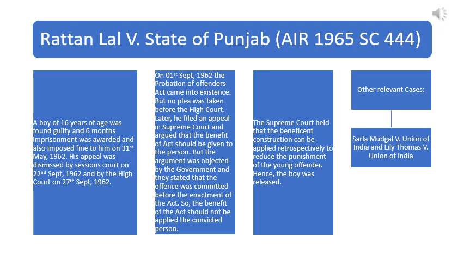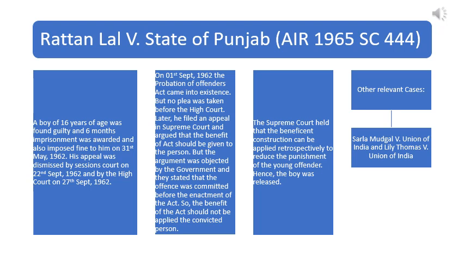But this was objected to by the government, stating that it's not possible to implement the criminal law retrospectively, and therefore the plea of the boy should be rejected. This was the argument raised by the state government. After taking into consideration, the Supreme Court held that the beneficent construction can be applied to the convicted person retrospectively.